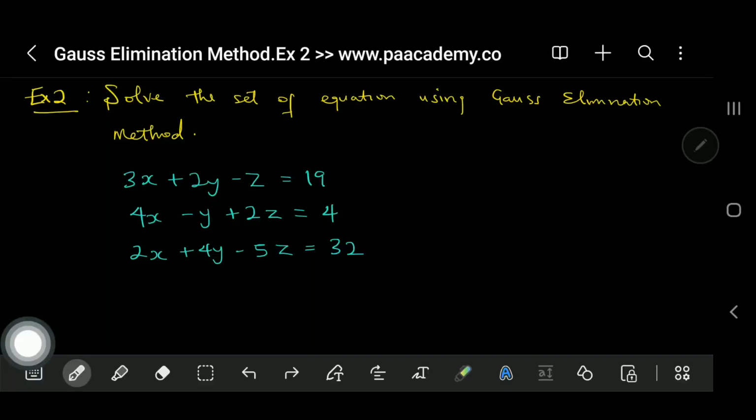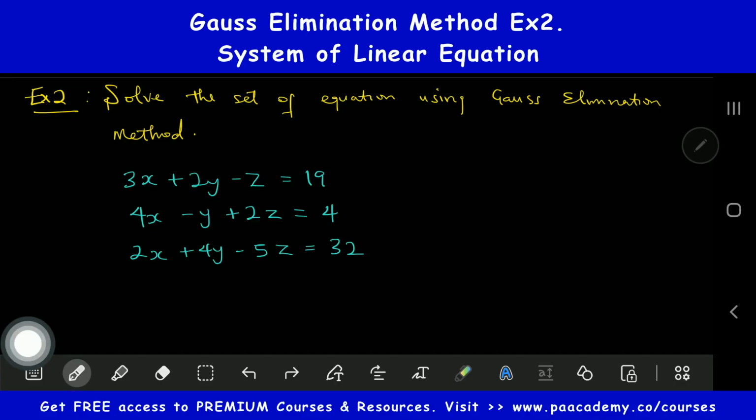So in the course of this video, we've been looking at the Gauss elimination method of solving linear equations. In the previous example, we also looked at how to simplify a set of equations like this using the Gauss elimination method. If you missed that, kindly check our playlist. You'll find the video there, or you can check the description of the video if you find a link there. Now let's look at the second example.